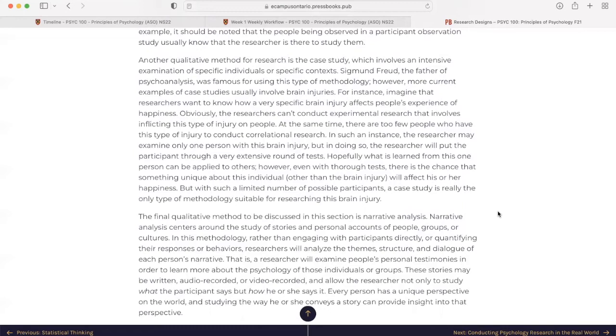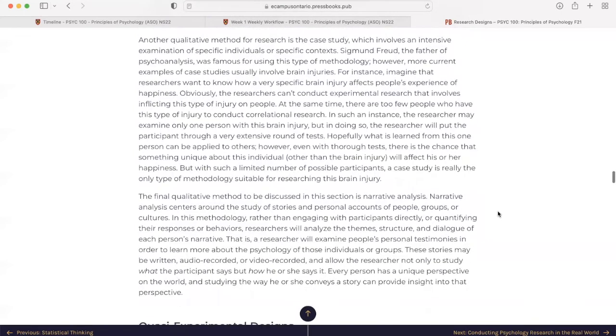However, even with thorough tests, there's a chance that something unique about this individual, other than the brain injury, will affect his or her happiness. But with such a limited number of possible participants, a case study is really the only type of methodology suitable for researching this brain injury.